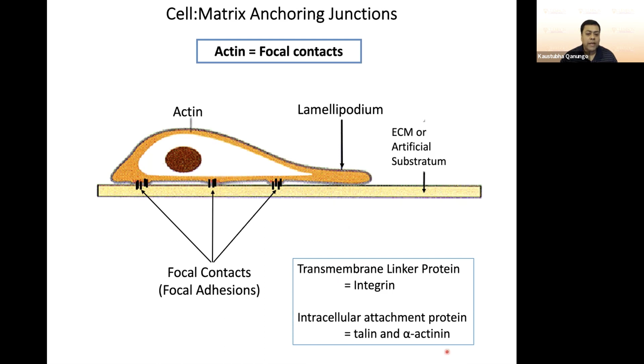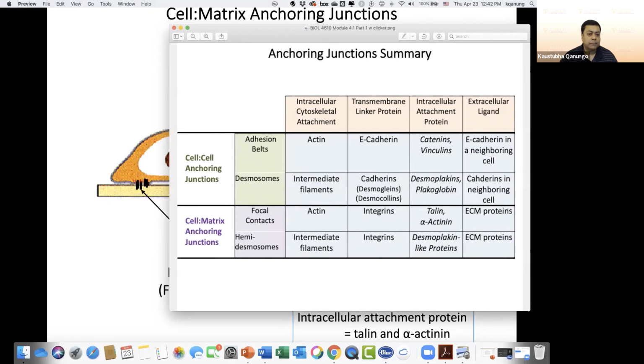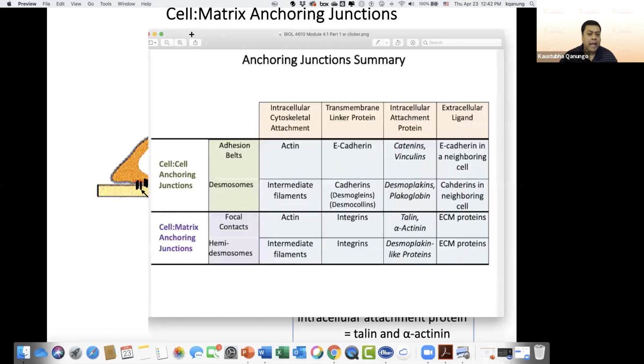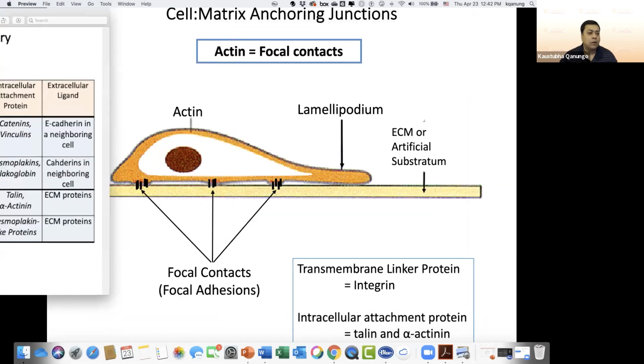So the intracellular attachment proteins are talin, alpha-actinin, and the transmembrane protein is integrin. But again, talin and alpha-actinin attach these to the actin. So again, as I'm repeating, integrins are the transmembrane linker protein. These are the proteins which are outside, attached to the matrix. Then talin and alpha-actinin are the ones which are inside, and not shown is the actin to which those intracellular attachment proteins bind these focal contacts.